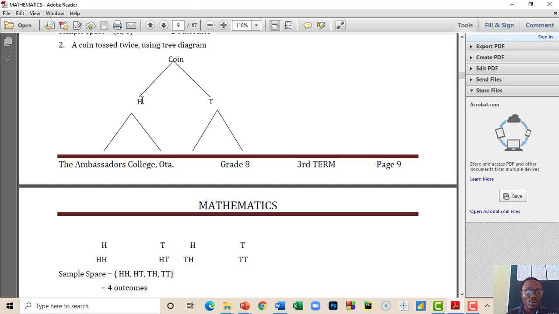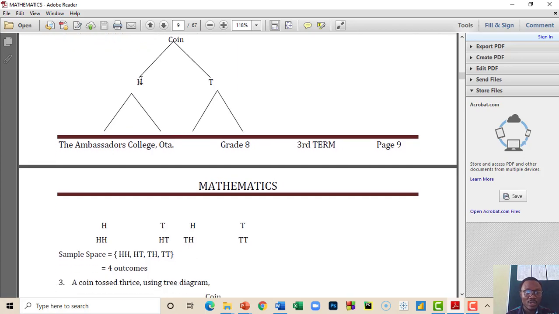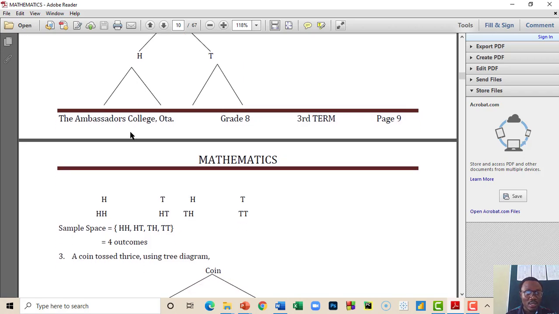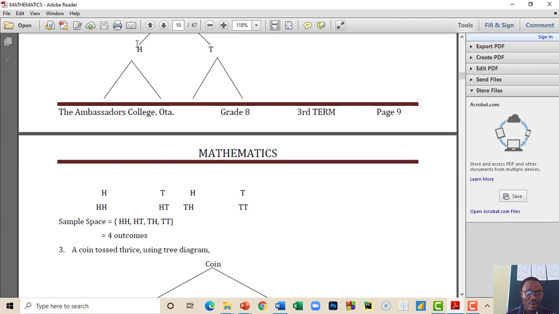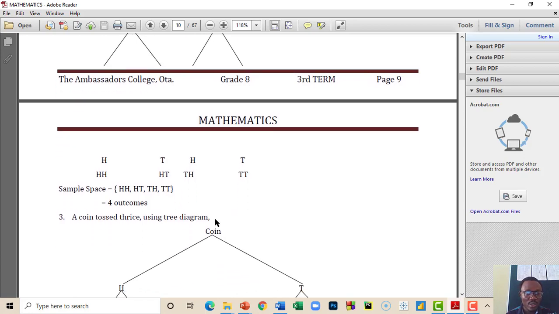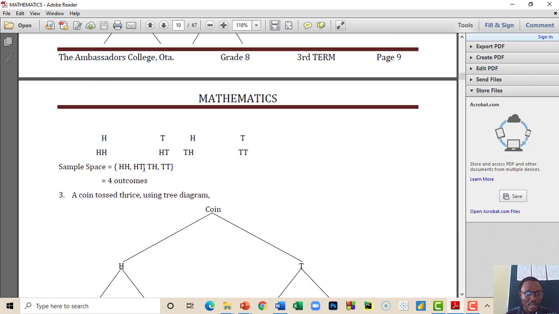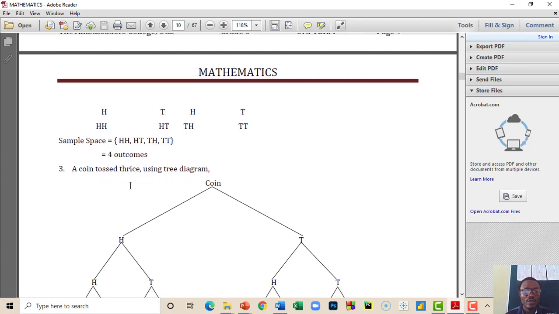To get the values, this is head, tail. Look at it. This other point is tail, head, tail again, head, tail. So to get the value of the sample space, we have head, head, which is this; head, tail, which is this; tail, head, which is this; then tail, tail. So the total sample space is head-head, head-tail, tail-head, tail-tail. So we have 4 outcomes. I'll give us a formula later at the end of this explanation.